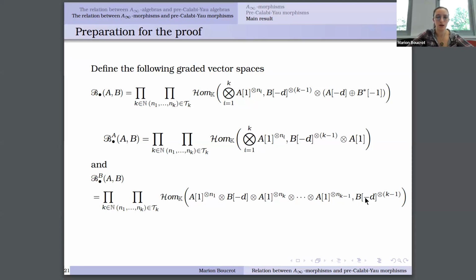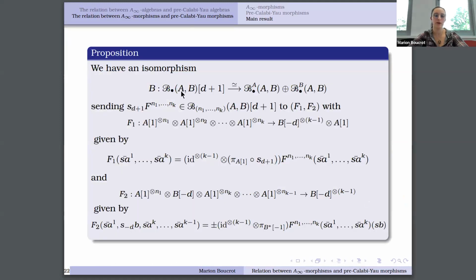So in fact, there are 3 graded vector spaces related as follows. We have an isomorphism between the shift by D plus 1 of B and the direct sum of BA and BB. So how is this isomorphism? We send an element of the shifted B to 2 different elements. The first one is in BA, and it's a map going from a tensor product of copies of A shifted by 1 to the same.